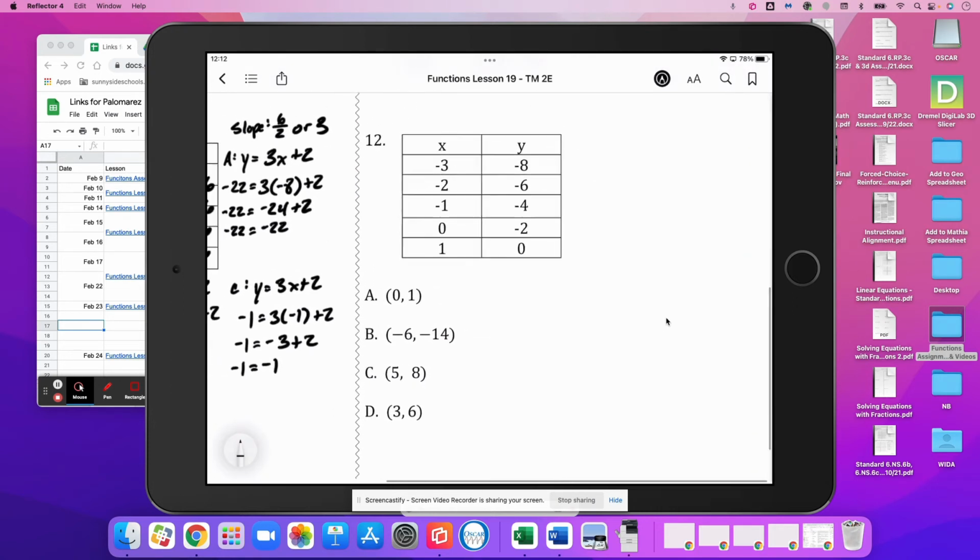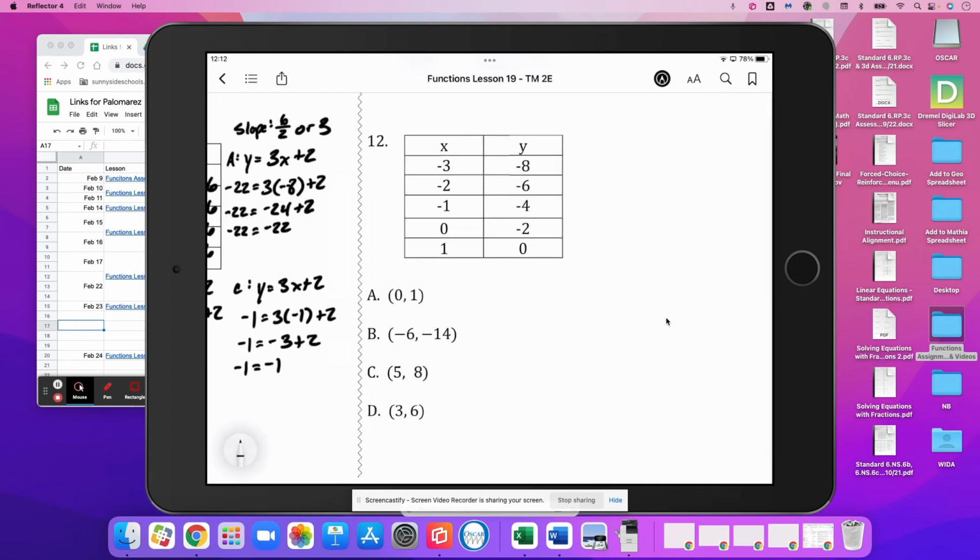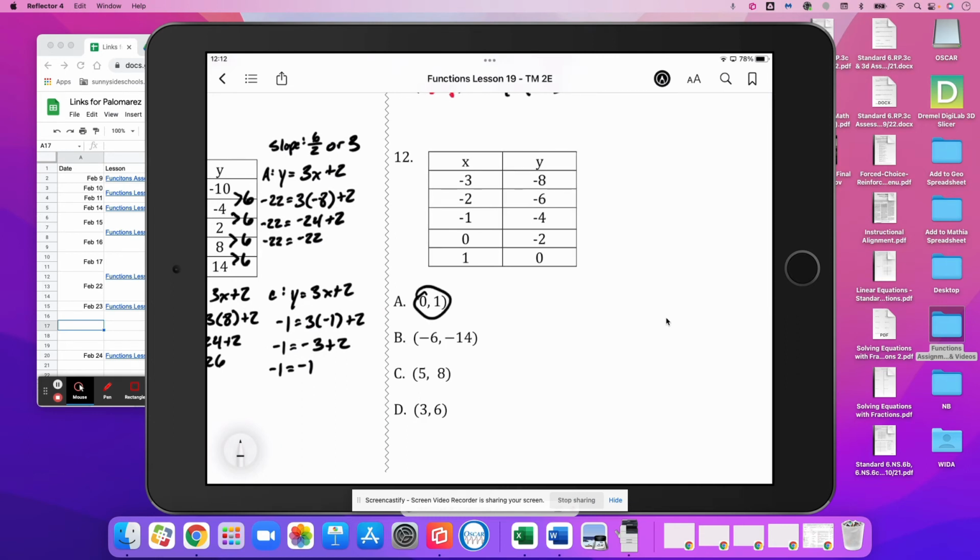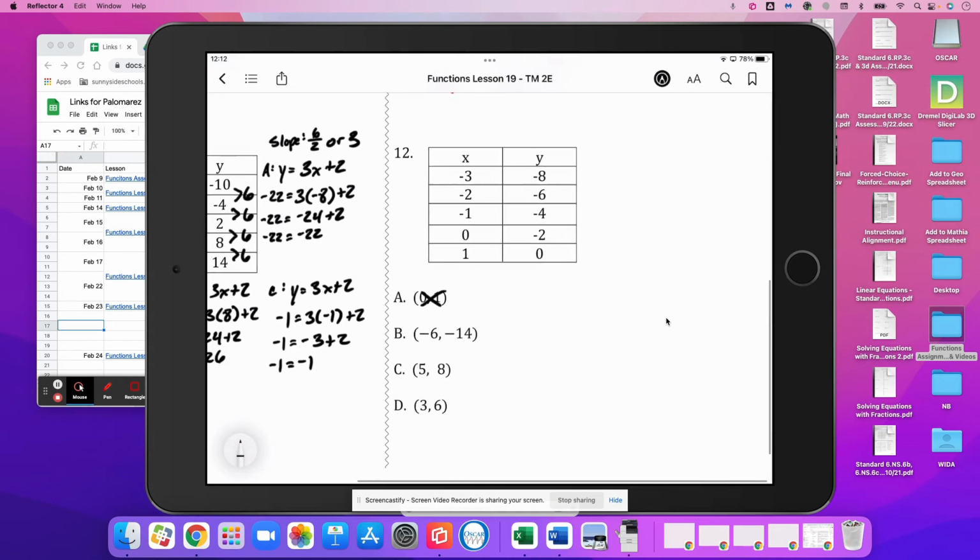So there we go. All right, first step is going to be to look through the points and see if there's anything in the table that we can keep or throw out. So here I've got 0, 1. Here I've got 0, negative 2. Those do not match, so that's out. Negative 6 and negative 14, neither of them are in the thing. Neither is 5 or 8. Neither is 3 or 6. So it looks like we're going to have to test B, C, and D.